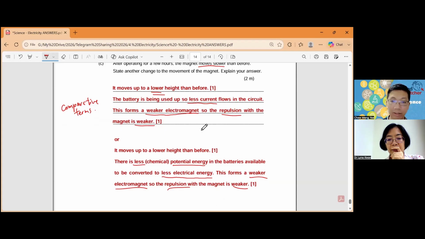Okay? I've underlined the keywords, so you must know what you need to write. Lower height. All right, so you can answer in terms of electricity or in terms of energy. Okay?